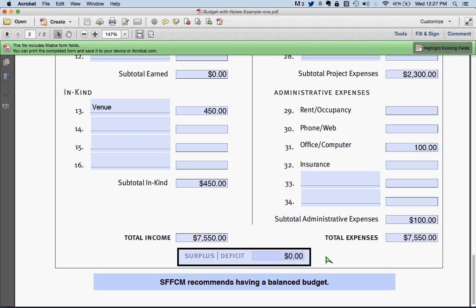Because then that tells the reviewer that you haven't really thought through all of the resources that you're going to need to complete the project, and that possibly you won't have the capacity to complete the project. Just showing a balanced budget tells the reviewer that you've thought through what the projected income and expenses are.